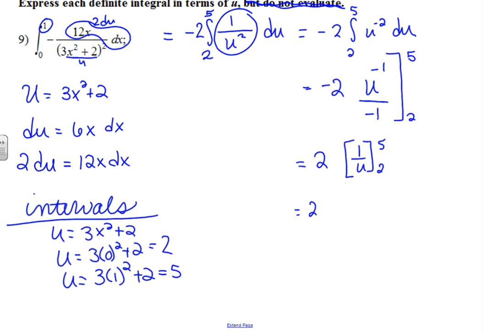So, fundamental theorem of calculus tells us how to handle these. I'm going to have 2 times whatever this shakes out to be. 5 goes in. Remember, you start at the top, so I get 1/5 minus bottom 1, 1 over 2, and then I'll let you do the fraction work from there, but we've got it pretty much done.